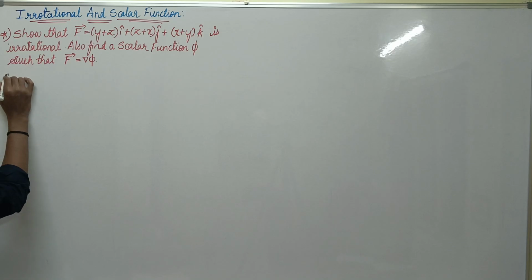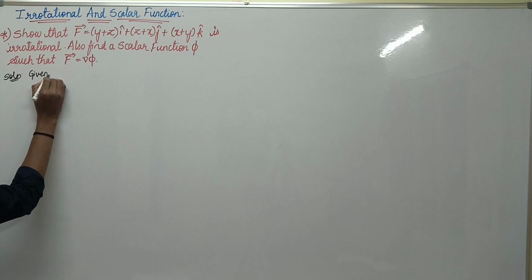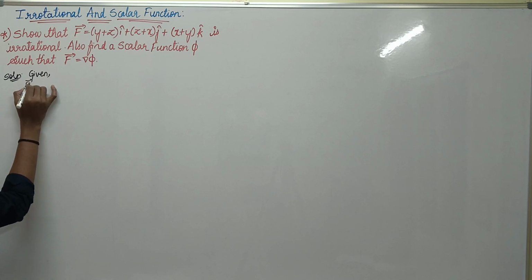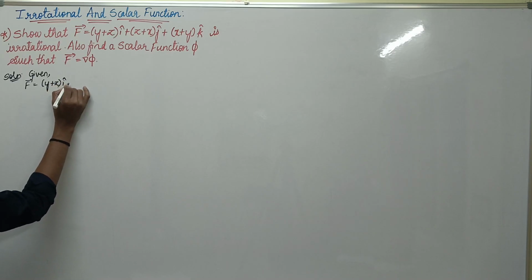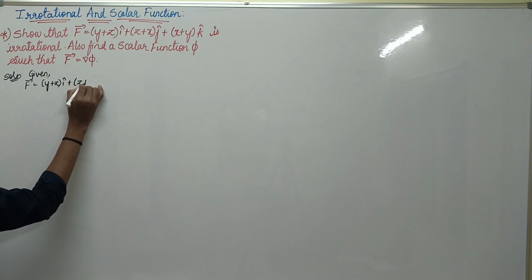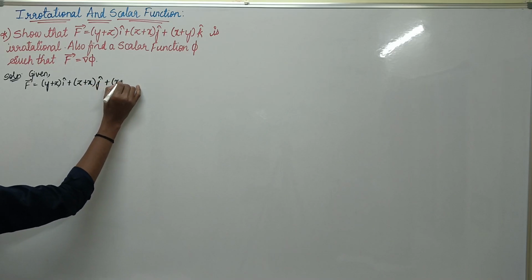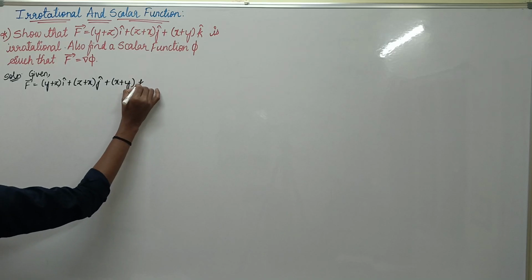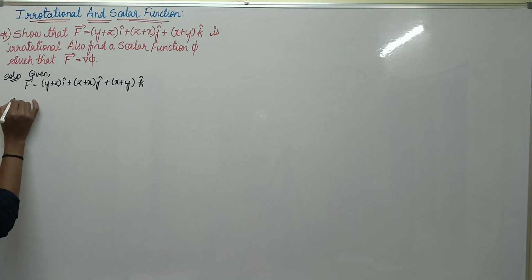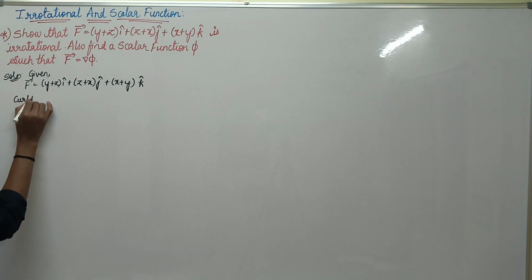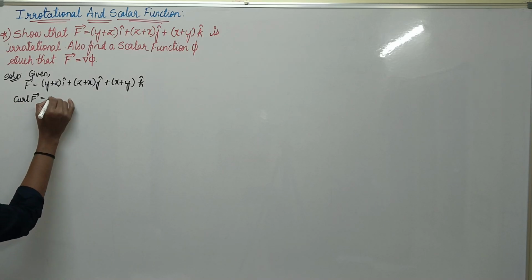That is, first, let us represent the given solution. Given vector f equals (y plus z) i cap plus (z plus x) j cap plus (x plus y) k cap. First we need to show that it is irrotational. So to show irrotational, curl vector f should be equal to 0.